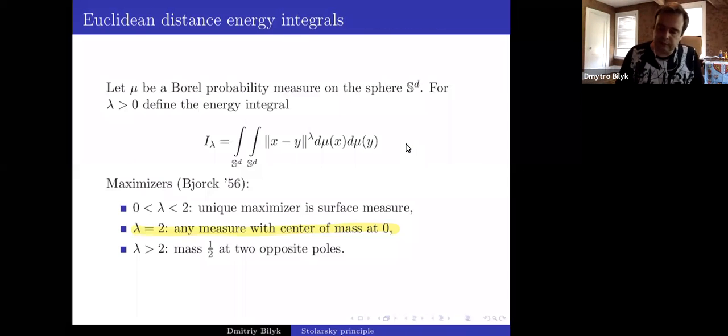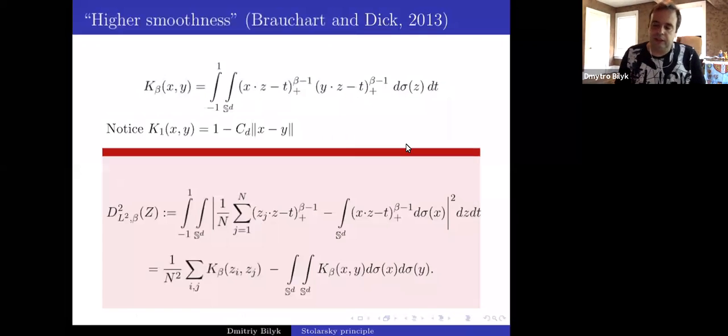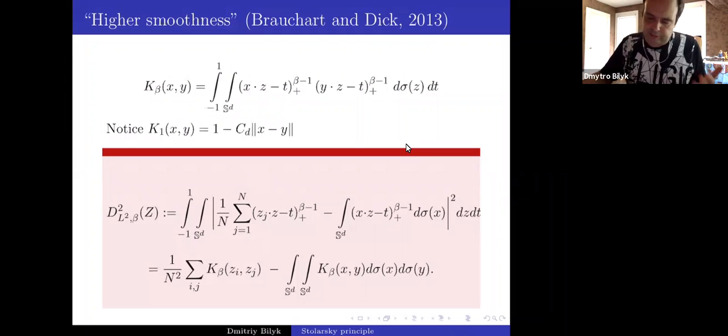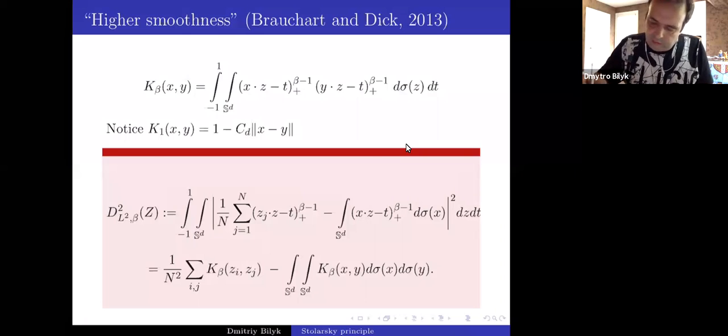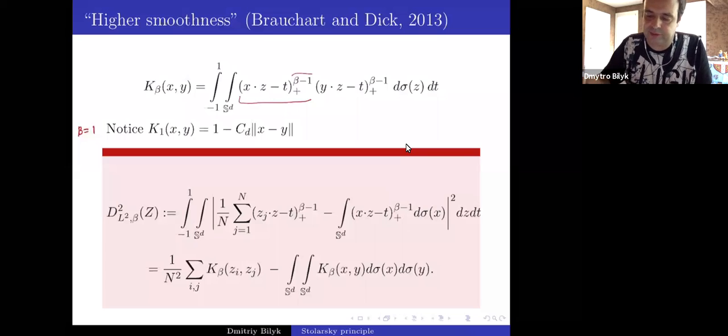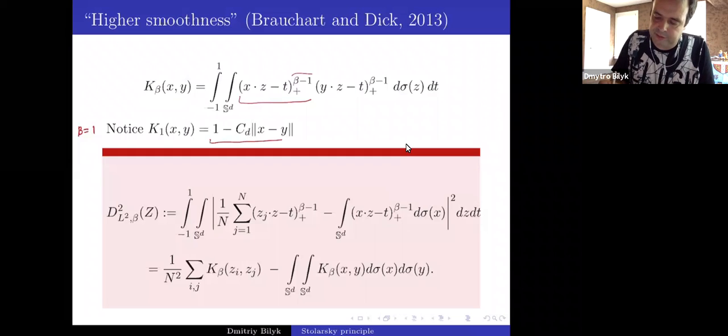Okay, so let's look at a different generalization. This is due to Brauchart and Dick, Johann Brauchart and Josef Dick, a few years ago. They considered kernels of this type written here. Let me explain a couple of things about these kernels and how they arise. Again, they may look a little bit weird, but first of all, notice that if beta is equal to 1, this would be power 0 here, and you would get precisely the indicator of the spherical cap. This is precisely what we got in the computation that I showed several slides ago, because we precisely computed this quantity, and it turned out to be equal to 1 minus a constant times the Euclidean distance.